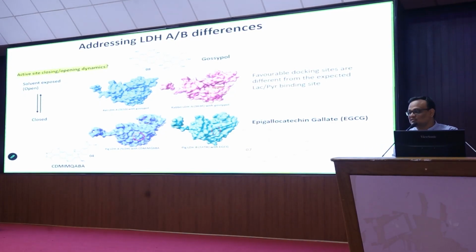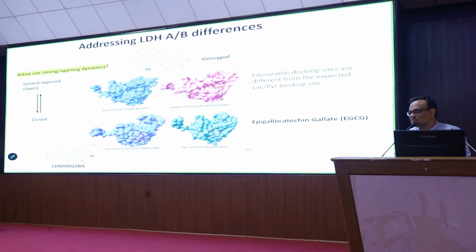Now we took structures of various LDH A and B from different mammalian sources. Some active site channels were closed, some of them were open. Maybe you can say it is protein dynamics. But there is a lot of difference in the sequence also, right? When you align them and check, all of them are not similar.